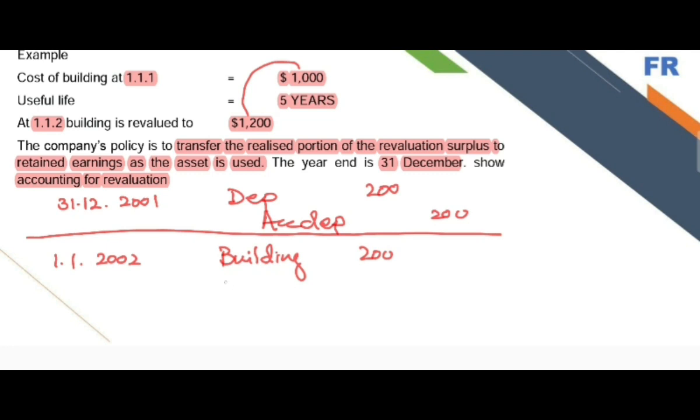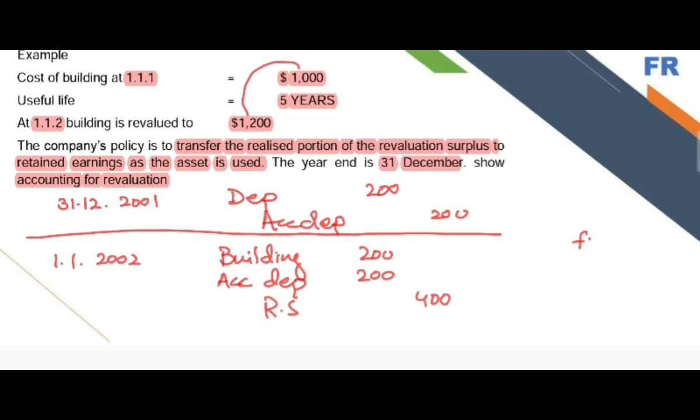The second step is that the depreciation already charged in the previous year, the accumulated depreciation, should be removed. How should it be removed? By debiting that depreciation. And the sum of these two figures would be transferred to revaluation surplus. Now remember that this 400 is the difference of fair value and carrying value.